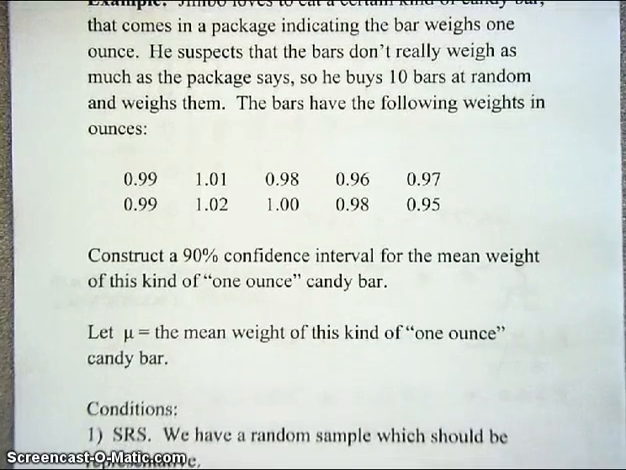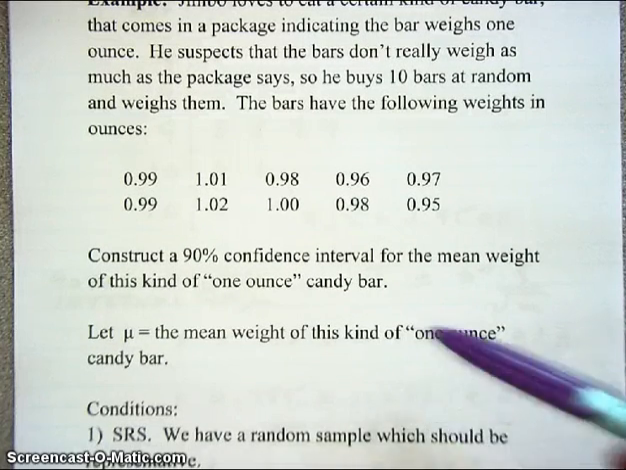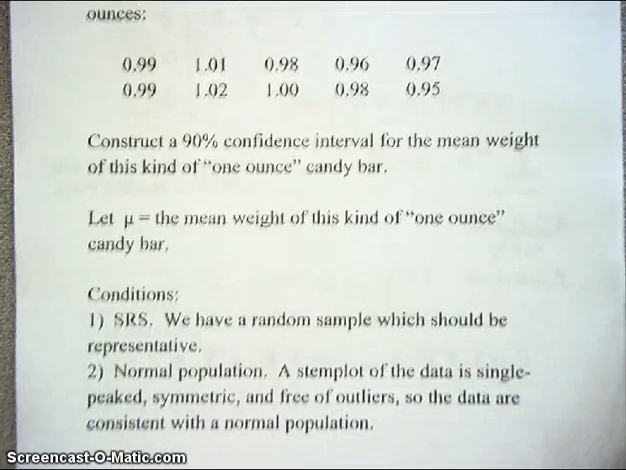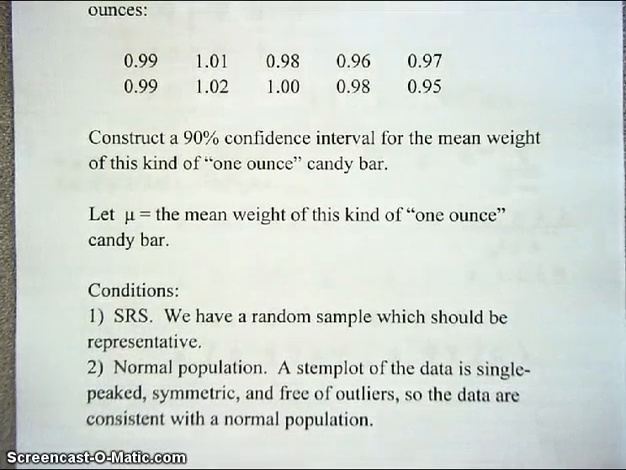Now we're going to define our parameter of interest. Mu is the mean weight of this kind of 1 ounce candy bar. Checking the conditions, SRS: again, we don't have an SRS most likely, but we have a random sample and that should be representative. The normal population: again, we're not told we have a normal population.